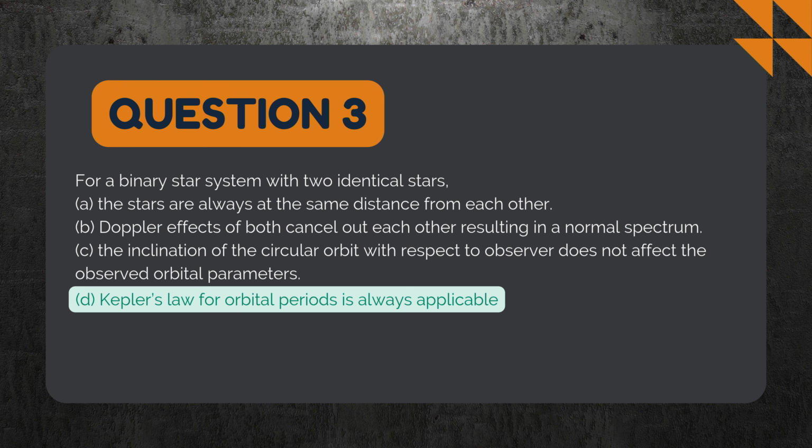Correct answer is D. Kepler's law for orbital periods is always applicable. Kepler's third law applies to all bound orbital systems, including equal mass binary stars. Doppler shifts and observed motion still depend on orbital inclination and viewing angle.